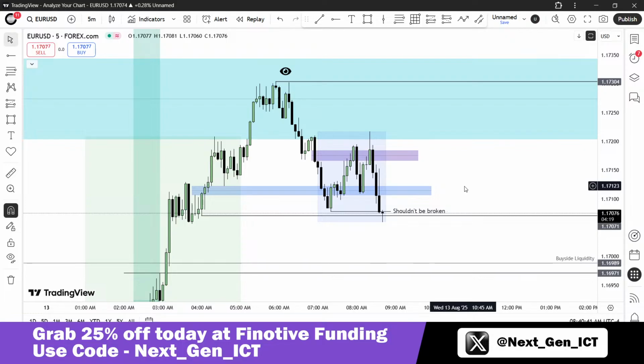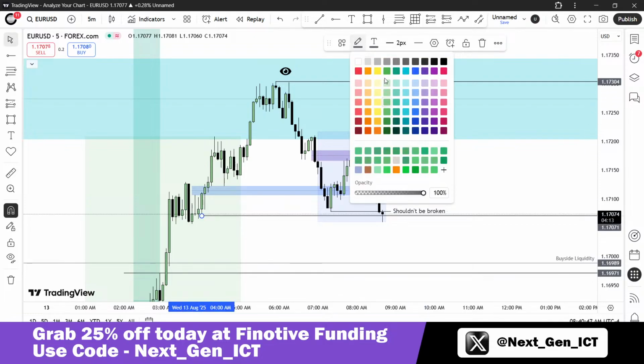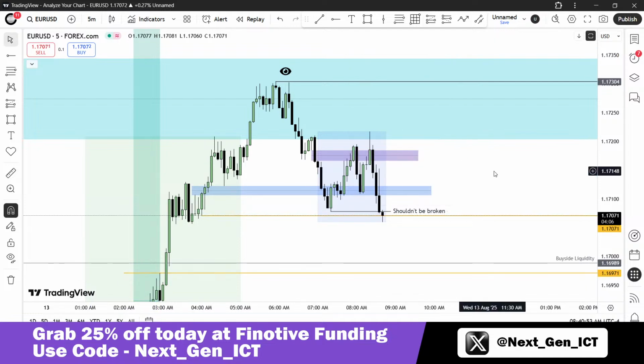Okay, we tapped into that hourly fair value gap. This is the hourly fair value gap's high. This is the low. What time is it? Okay, it's already 8:41. Let's just wait till 9:30 and see what happens.